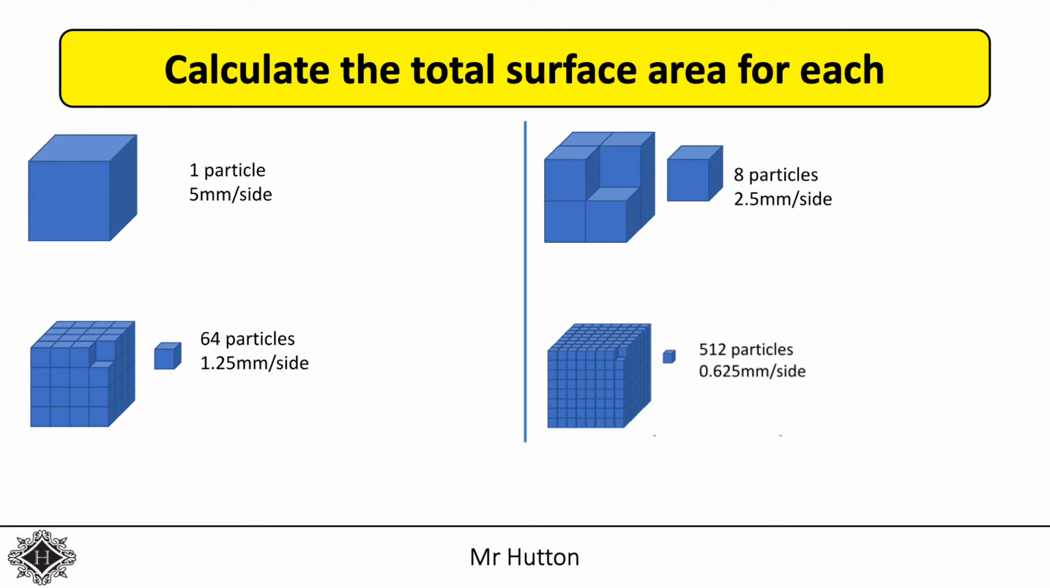Right, here's a task for you to do. We've got 4 different diagrams here, and similar to what we just did, you need to calculate the surface area for each one. So if you remember, the surface area is going to be the height times the length, and then times that by 6 for the number of faces that you've got on the cube. Have a go at that now. Pause the video whilst you do it.